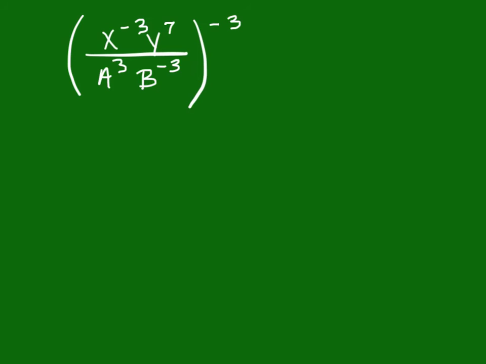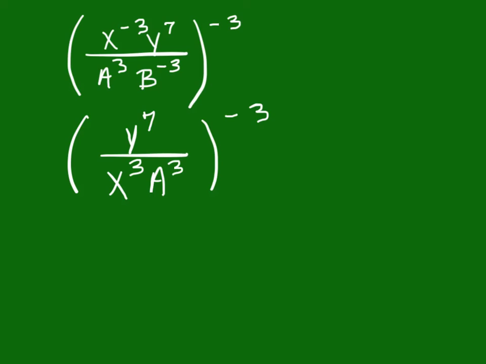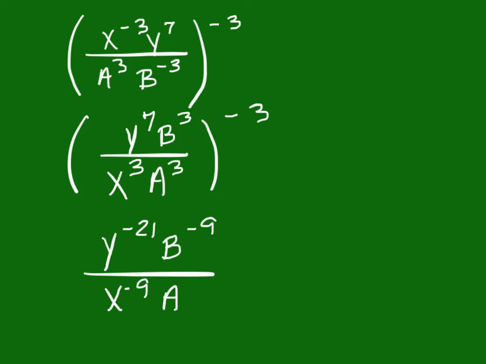Example 4, there's your quantity, and it's to the negative 3rd power, so inside you want to simplify what you can first. X to the negative 3rd on top is x to the 3rd on the bottom. Y to the 7th stays on top, a to the 3rd stays on the bottom, b to the negative 3rd goes from the bottom up to the top, becomes positive. And then from there you have to distribute the negative 3rd exponent to the inside and get y to the negative 21st, b to the negative 9th, x to the negative 9th, and a to the negative 9th.